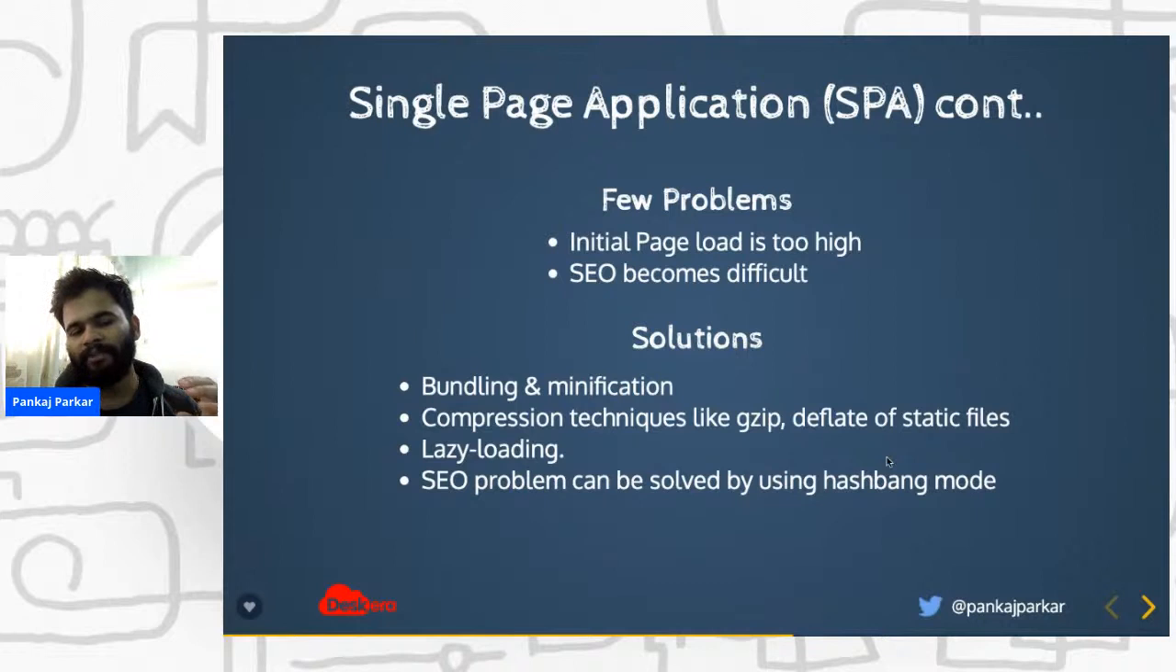Like on the home page, we can only load the home page bundle. On the contact page, we can only load the contact page resources which are required for a contact. And the SEO problem can have been solved by hashbang mode that has been introduced by Google in those days. So basically, before your hash URL, there is an exclamation mark that has been introduced.